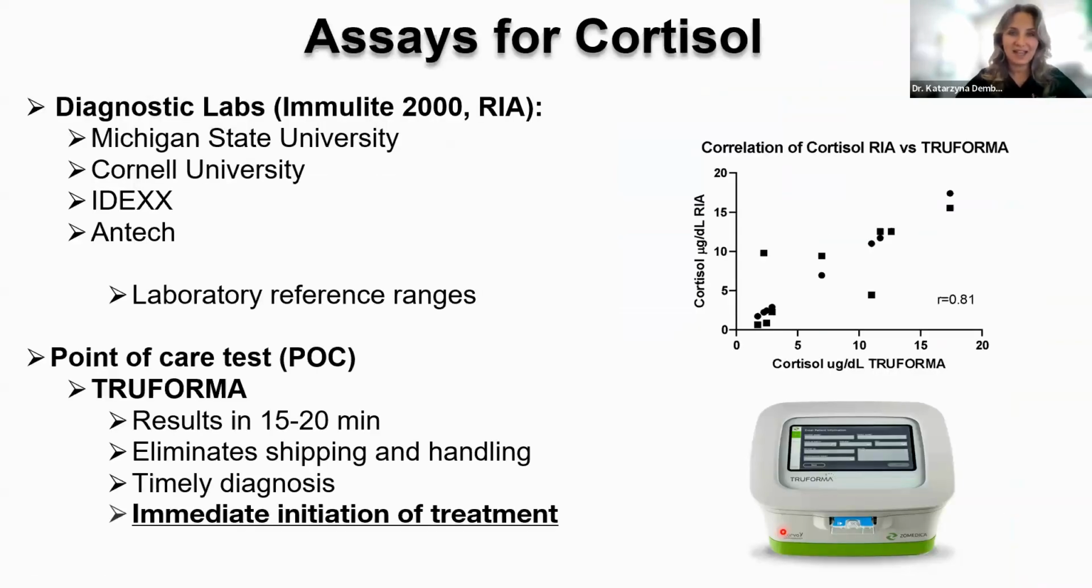There are different assays for cortisol as for other hormones, as I'm sure you know. And most of the labs use either Immulite 2000 or radioimmunoassays, and cortisol measurements or analysis is available through most of the diagnostic labs at Michigan State University, Cornell University, but also IDEXX and Antech. And we have to remember to use laboratory references, right? Because again, it may be different depending on the methods that is used for cortisol measurement.